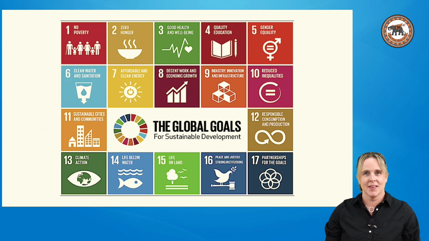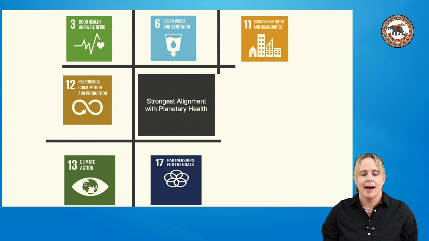Planetary health is something that is cross-cutting across many of the Sustainable Development Goals. So you can see here all 17 of the Sustainable Development Goals. And then here we have some of the Sustainable Development Goals that apply most closely with planetary health and also the work that we do in community health. So one of the main and primary things that we do when we work in community health is to promote good health and well-being of community members.